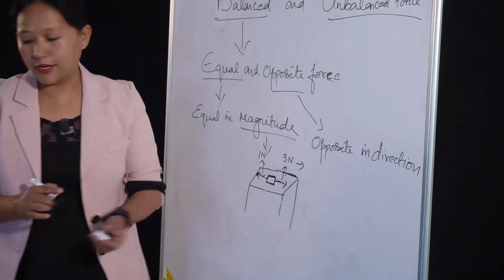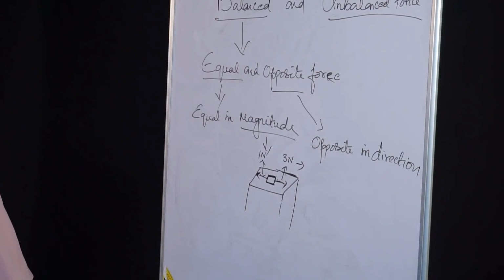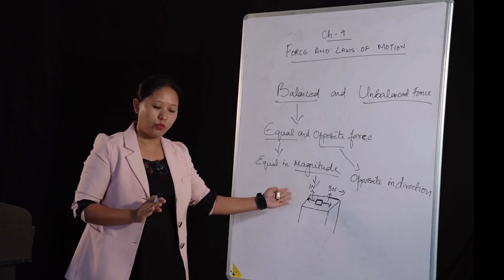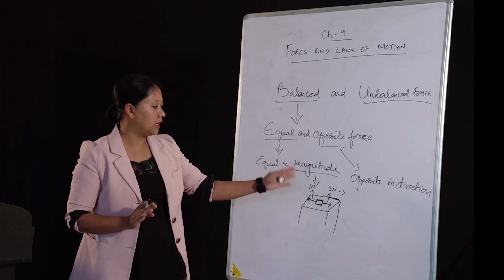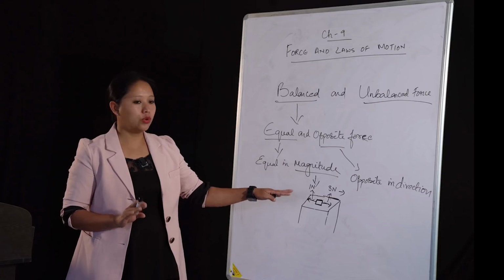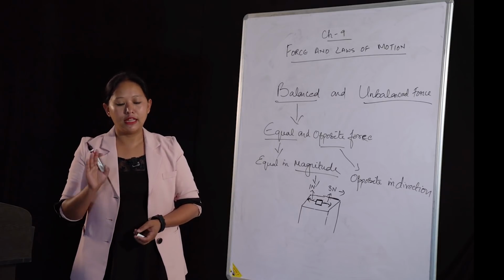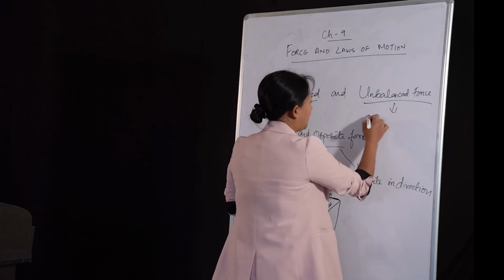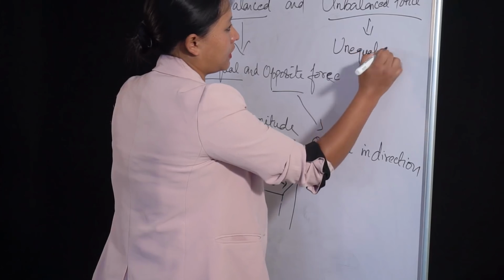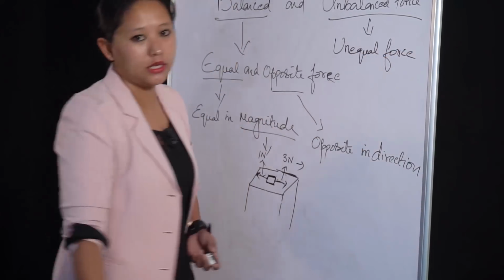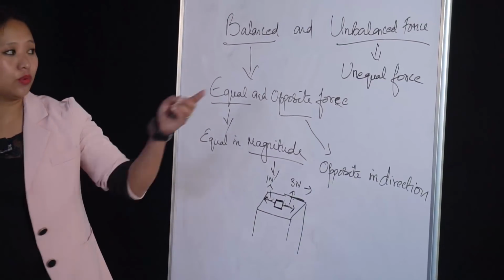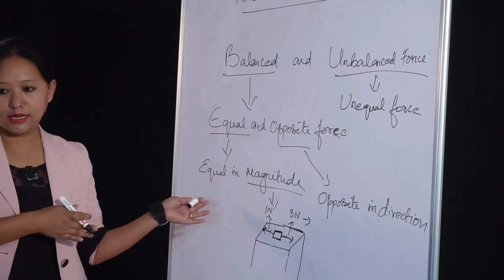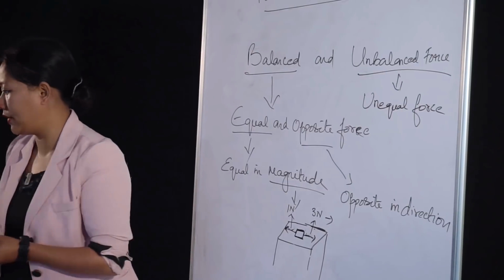That means here, the forces are not equal, right? On one side it is 1 Newton, and on the other side it is 3 Newton. So if the forces are not equal, then there comes an unbalanced force. So unbalanced force is nothing but unequal force. Unbalanced force can be defined as unequal force. That means the magnitude is different in both the directions.